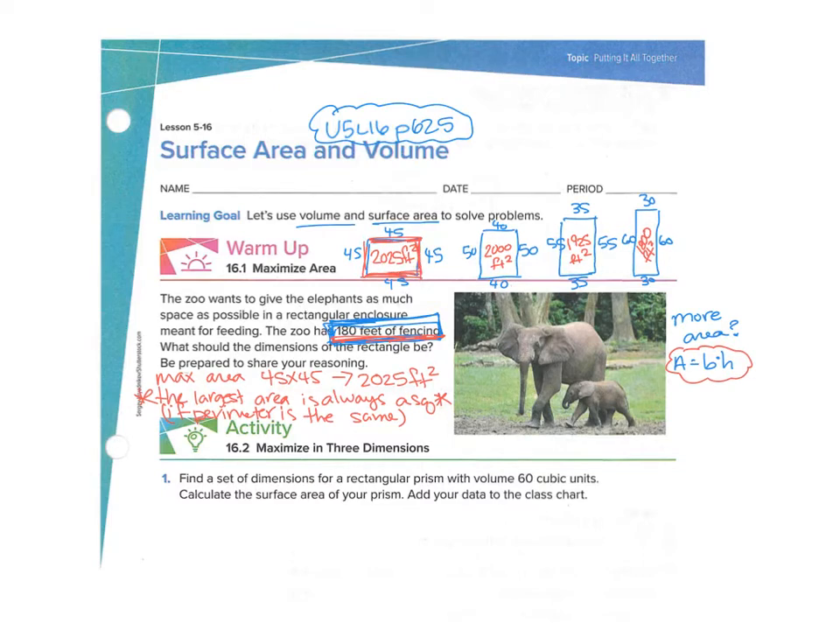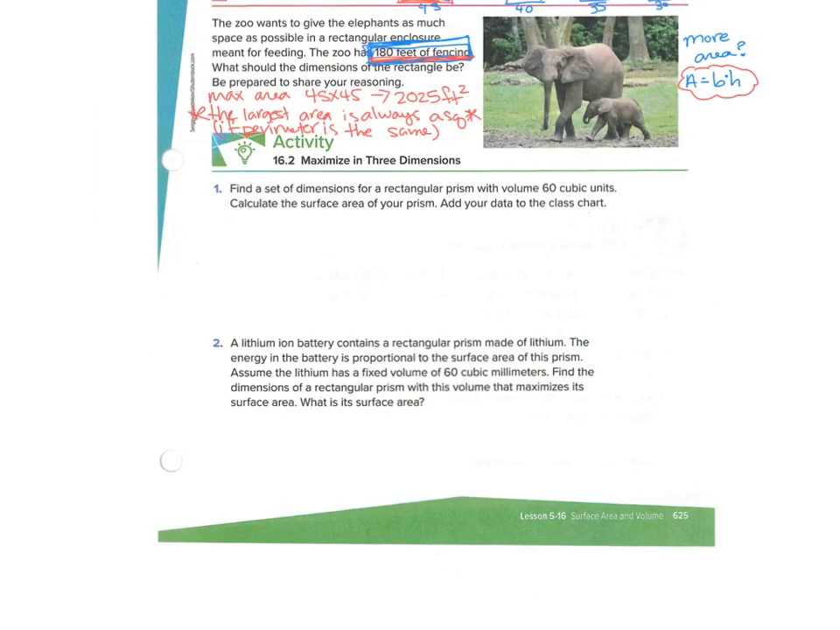So let's take a look at the next part of our page. So number 1 says, find a set of dimensions for a rectangular prism with a volume of 60 cubic units. Calculate the surface area of your prism and add your data to a class chart. Okay, well, let's first think about what our rectangular prism looks like.